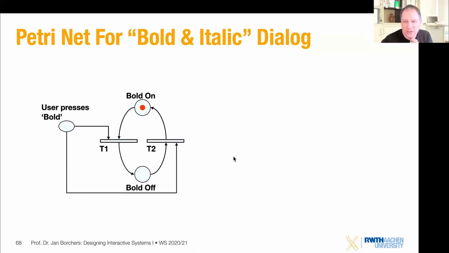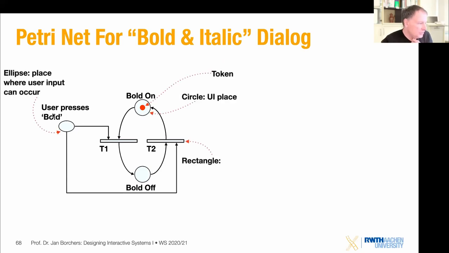For example, here, the ellipse is where the user input can occur, and this ellipse basically represents the fact that the user presses bold. You have to understand that in Petri nets, these ellipses are the things that represent user actions. And don't think about these as states. For the moment, that model holds, but in the future, it will be facets of the state, aspects of the state. So this place up here represents the fact that bold is currently on, whereas the one down here represents that bold is currently off.